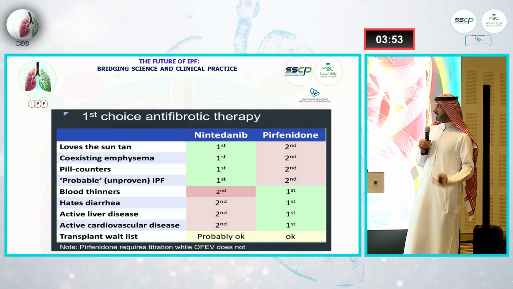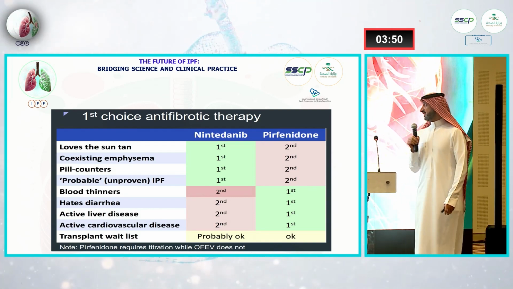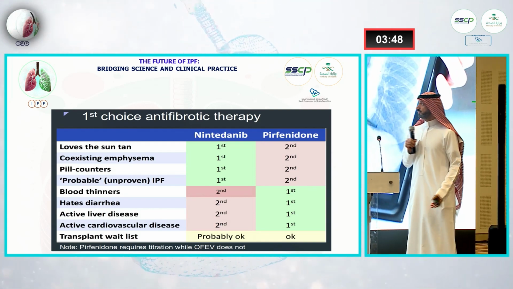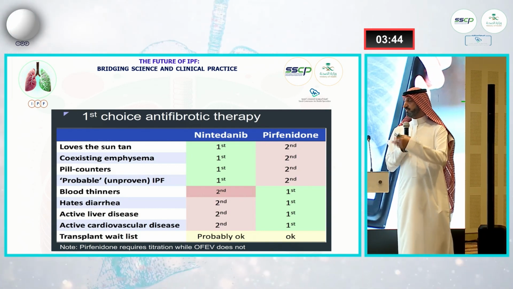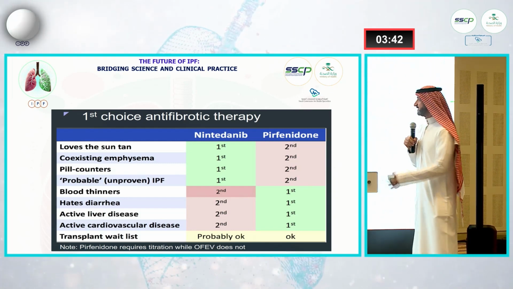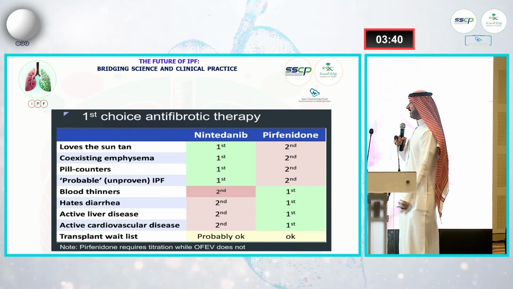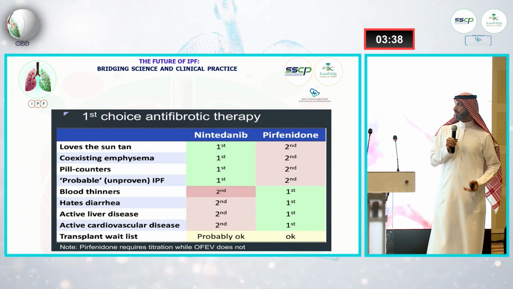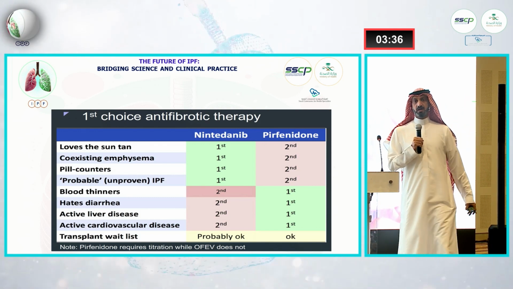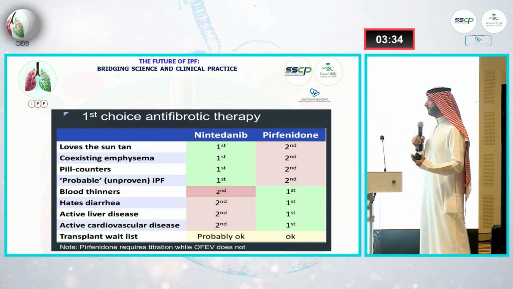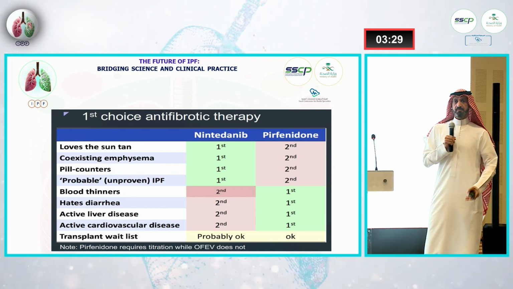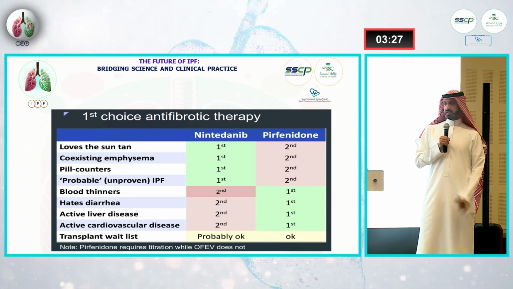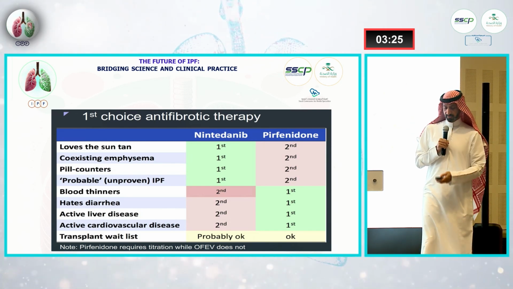This is a common slide that I put in every presentation that I do. Sometimes, as a physician, we prefer to start nintedanib, and sometimes we prefer to start pirfenidone, based on the background of the patient. Some patients love the suntan. Because pirfenidone causes skin photosensitivity, we start nintedanib. Sometimes the patient says, I hate diarrhea, I don't want diarrhea. So we start with pirfenidone.